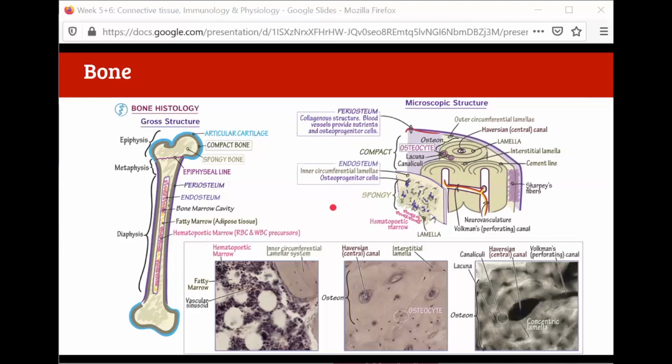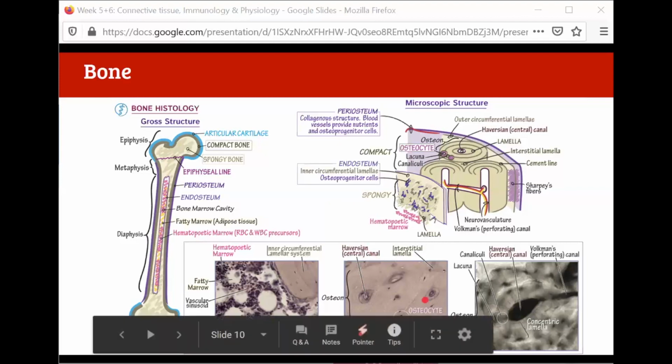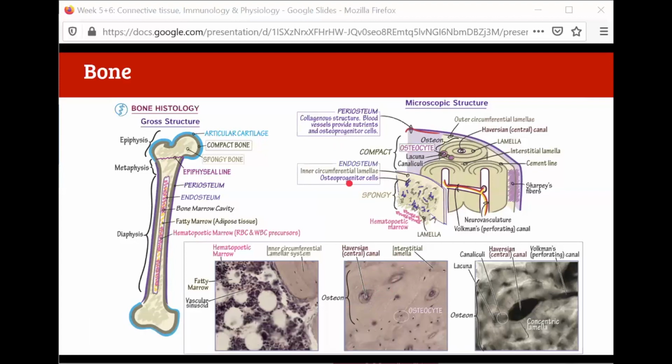And just at the very bottom of this slide, we've also got a bit of bone histology. I just wanted to let you guys see and appreciate the difference. You've got osteocytes trapped in osteons, which clearly have layers to them. We've also got on the very left-hand side, just to appreciate how the hematopoietic bone marrow will look so much different to the dense bone. That's the key thing for bones, and that wraps up connective tissue.